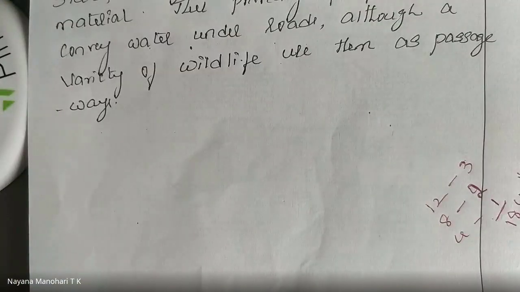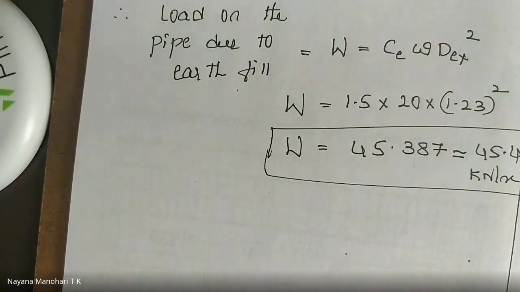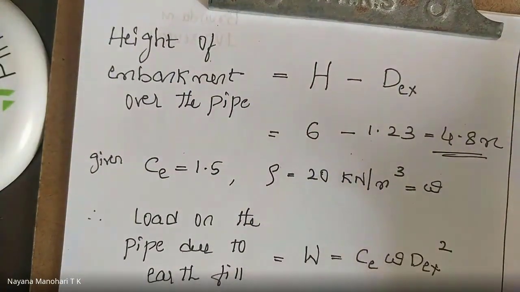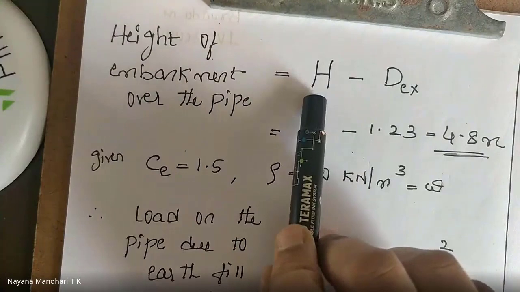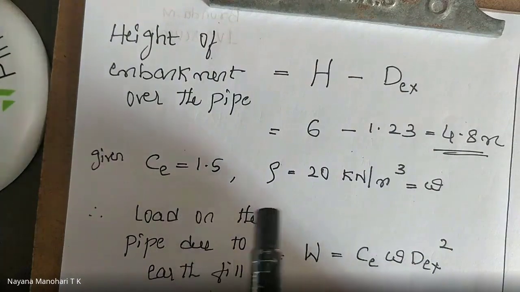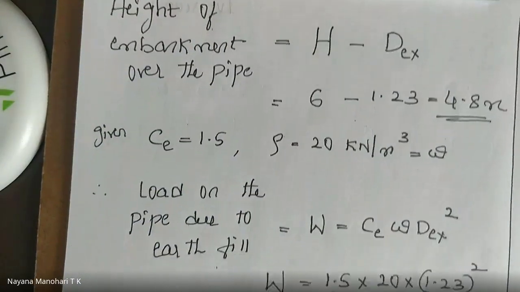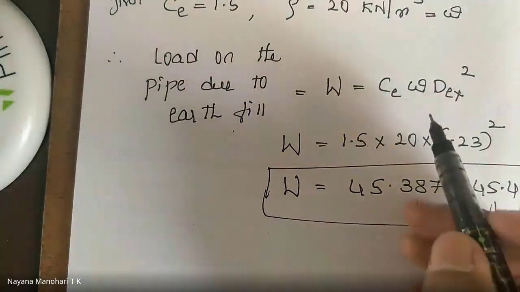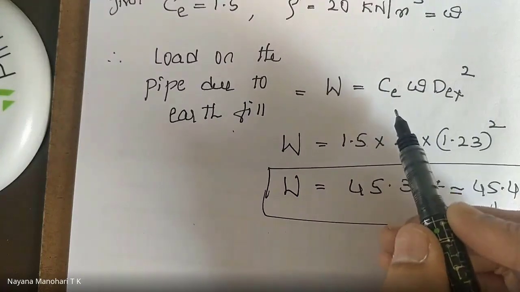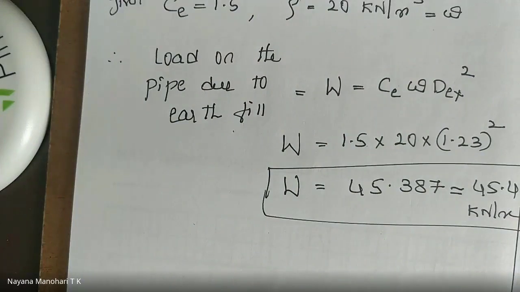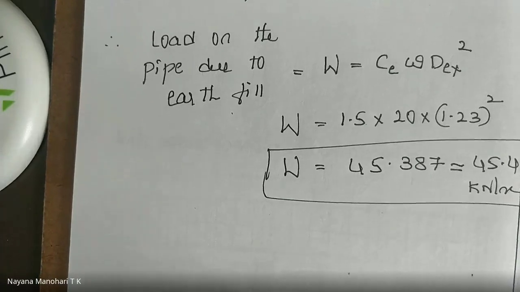Once you calculate the external diameter, next we calculate the height of the embankment over the pipe, that is, the height of the soil over the pipe. It is given by the total height of the embankment minus the external diameter. Next, the C value and the density of the soil are given. From that you can calculate the load on the pipe due to earth fill: C into W into dx square. C is given as 1.5, W is the density of the soil, and dx is the external diameter. You will get the load on the pipe due to earth fill or embankment.